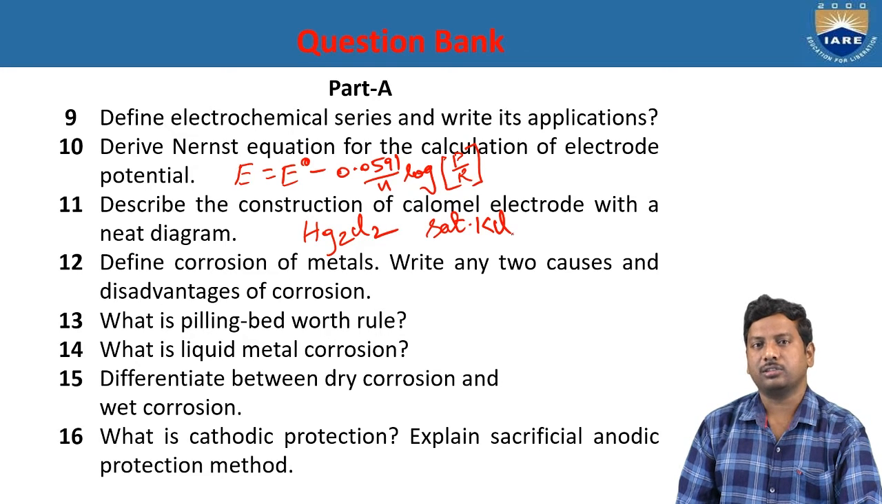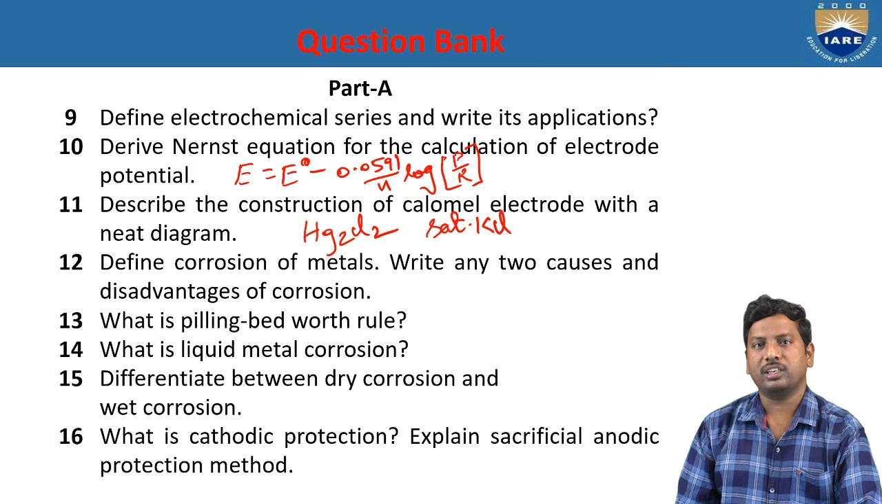Saturated KCl solution. Saturated means the solubility product should be equal to the ionic product. So that is nothing but a saturated solution. Okay, and define corrosion of a metal. Write any two causes and disadvantages of corrosion.